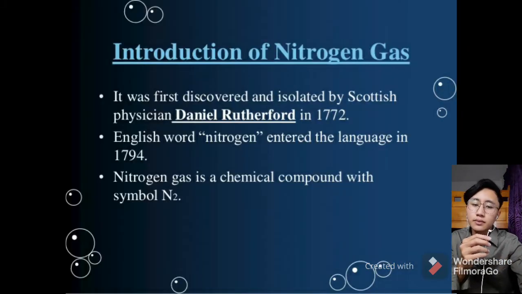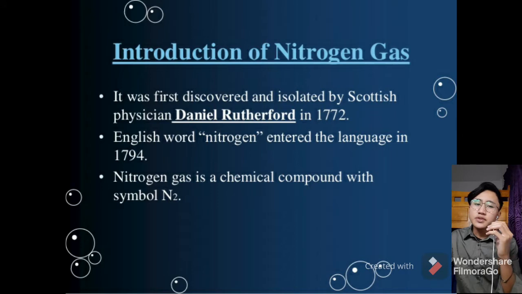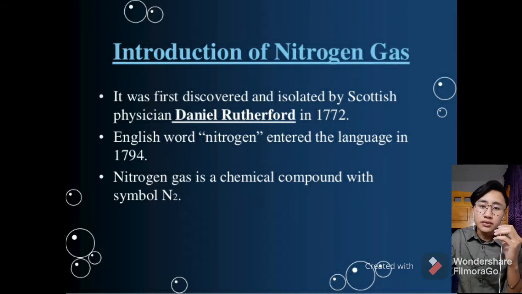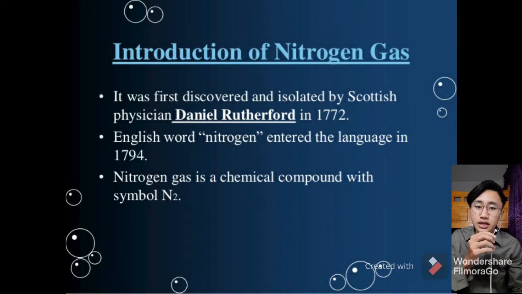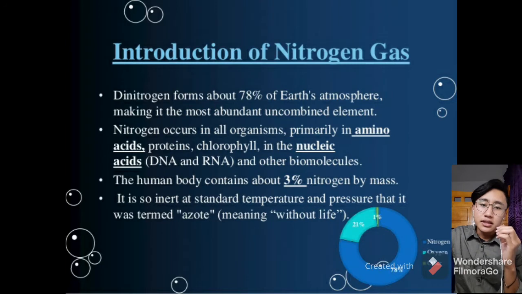First things first, the introduction of nitrogen gas. It was first discovered and isolated by Scottish physician Daniel Rutherford in 1772. The English word nitrogen entered the language in 1794. Nitrogen gas is a chemical compound with the symbol N2. Next, dinitrogen forms about 78% of Earth's atmosphere, making it the most abundant uncombined element.